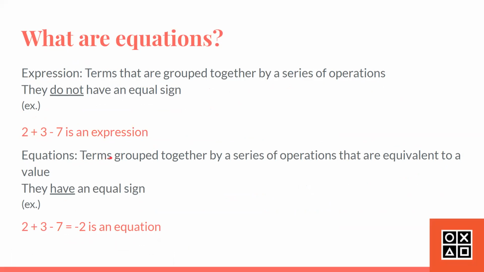Equations are terms grouped together by a series of operations that are equivalent to a value. Equations have an equal sign, contrary to expressions. For example, 2 plus 3 minus 7 equals negative 2 is an equation because there's an equal sign right here.